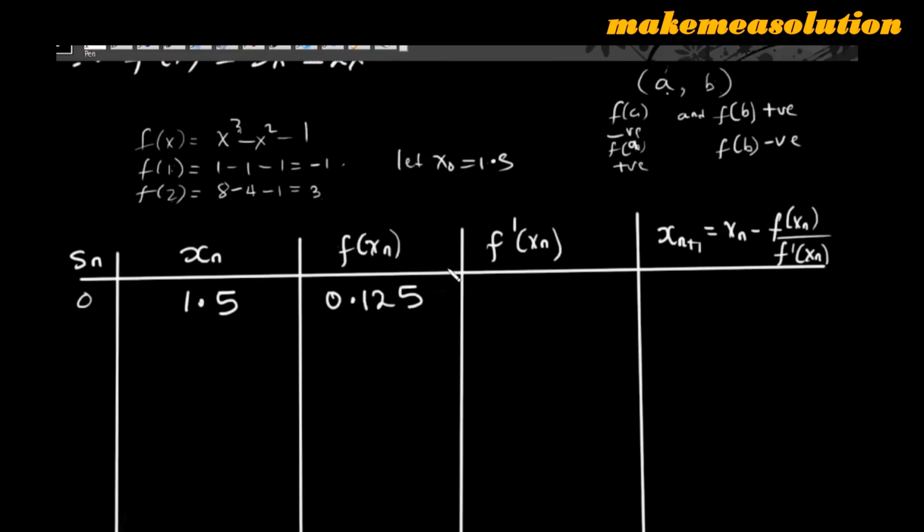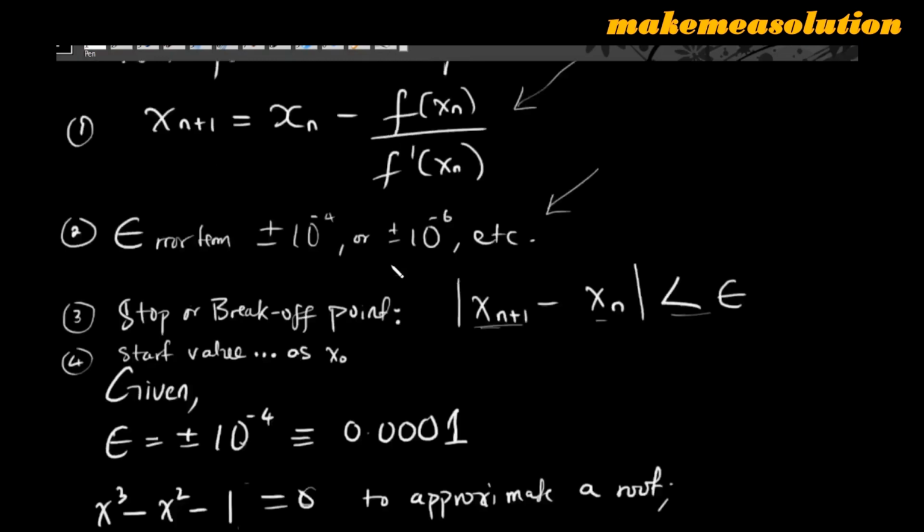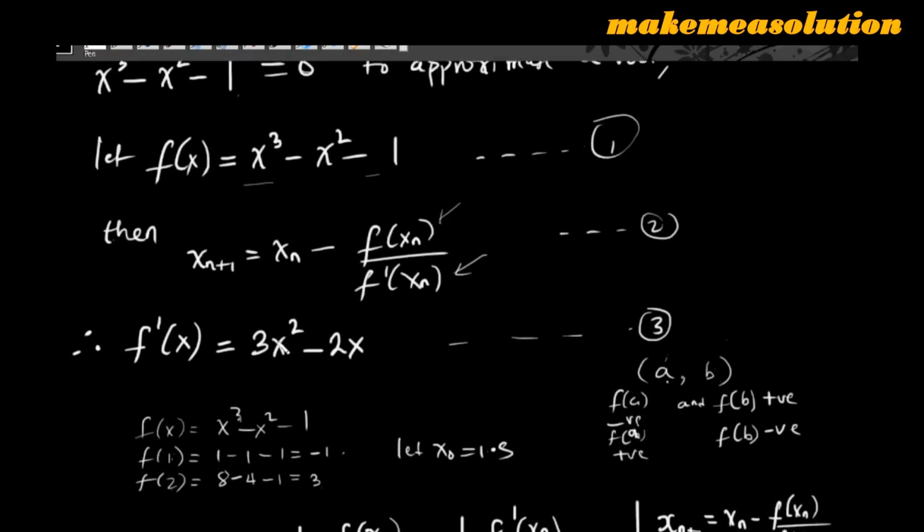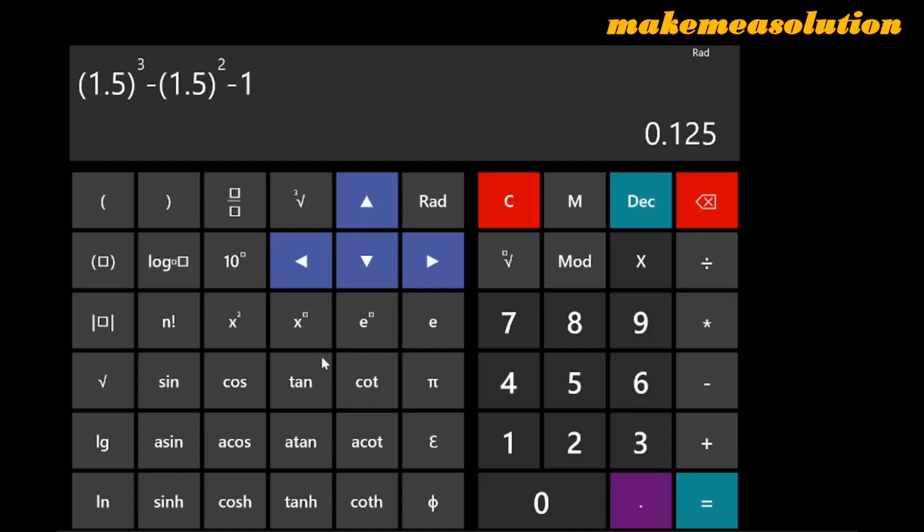So what is f prime of this same xn? So f prime of 1.5. Remember, f prime is your derivative, so you should keep your derivative handy alongside your normal function. So my f prime of x is 3x squared minus 2x. So in the calculator, I could just easily do something like this.